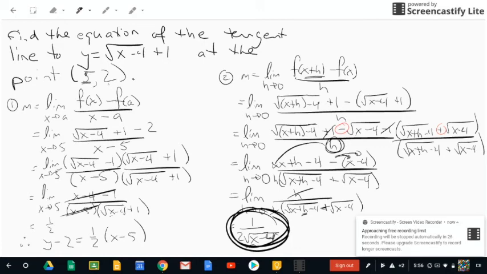Okay? So now that means I can evaluate this right here at 5, when x is equal to 5. If you plug 5 into that, you will get 1 over 2 multiplied by the square root of 1, which is just 1/2. And so, it's already giving me a time down here. So y minus 2 equals 1/2 times x minus 5.